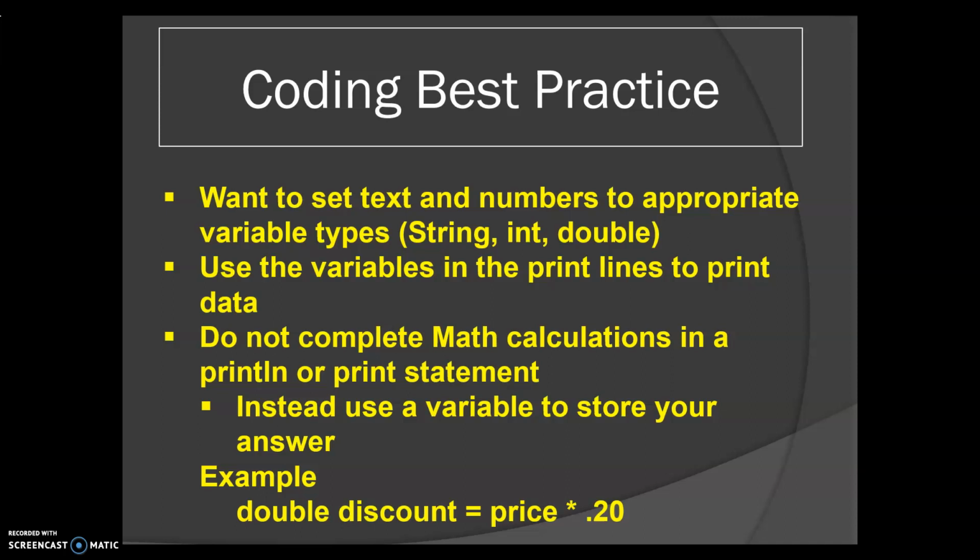Hi, and welcome back. Today we're going to talk about some best practices to keep in mind when writing your Java code. The first thing you want to make sure is that you use the appropriate variable type. So for example, if your variable is going to be using money, you would want to use a double for that variable type, because very rarely is money going to be a whole number.